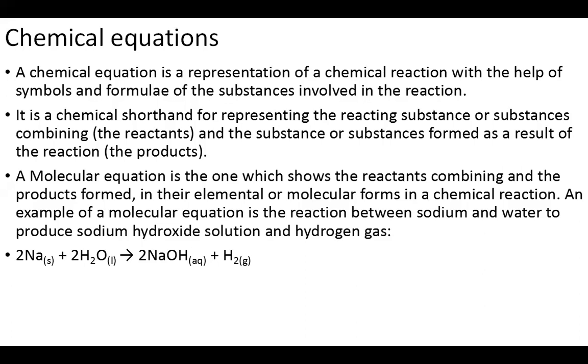Basically, a chemical equation is a representation of a chemical reaction with the help of symbols and the formulas of substances involved in the reaction. So, the equation that represents the reaction with the help of symbols and formulas of substances is what we call a chemical equation.